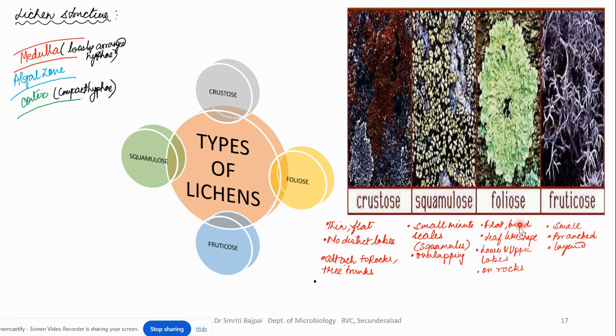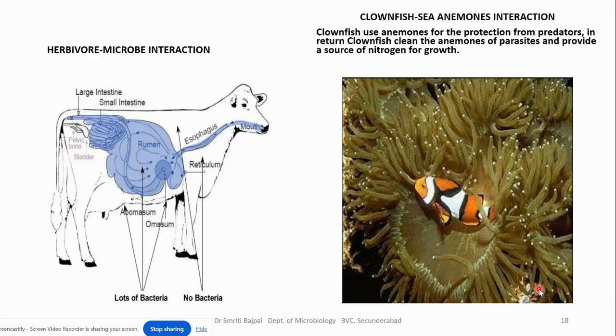Coming to the foliose. Foliose lichens have a flat, broad structure, with a leaf-like shape. Lower and upper lobes are present. They are found on rocks. Fruticose lichens again are small and branched. So these were the different types of lichens.